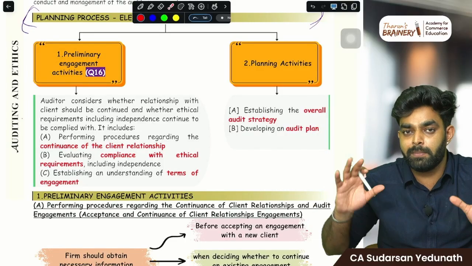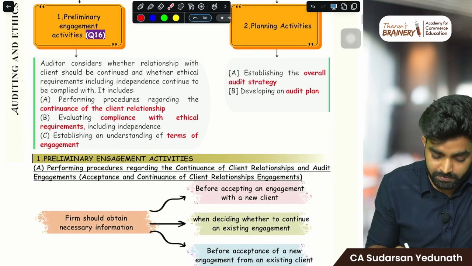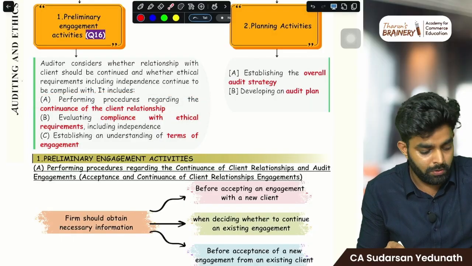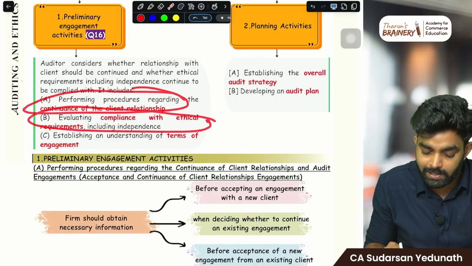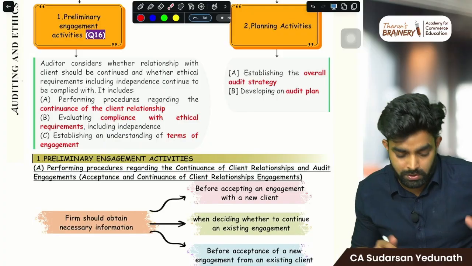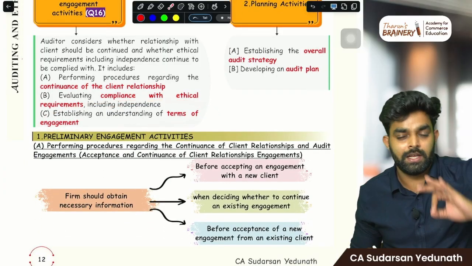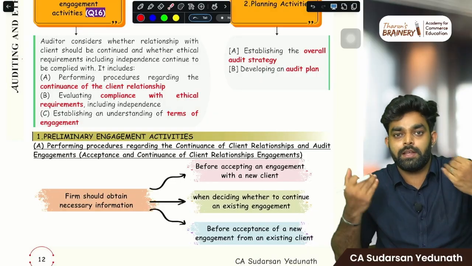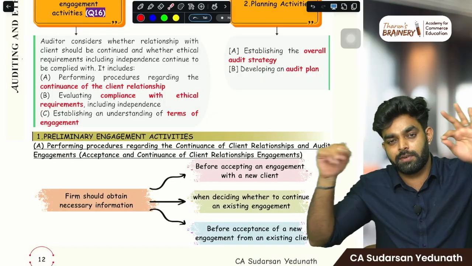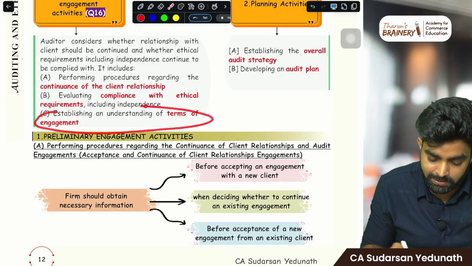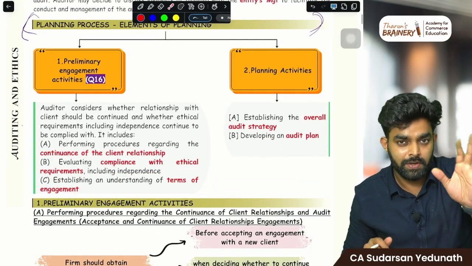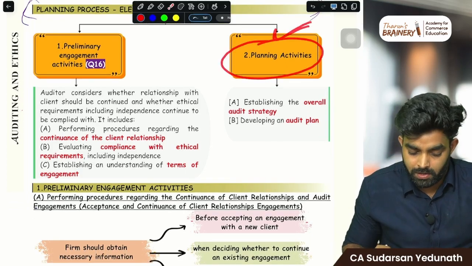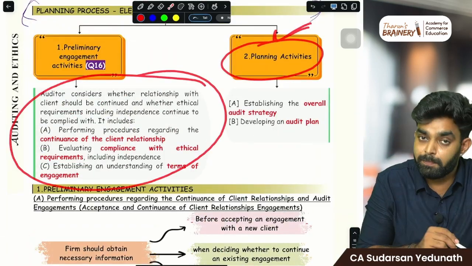Like you and your audit team members, the main core members, the auditors. First you decide and accept whether you want to do the audit. Once you decide that, then decide the independence requirement. Are you independent to do the work? Then establish an understanding of the terms of engagement. That is the audit engagement letter, where your responsibility, their responsibility, everything will be mentioned, and you have to sign and give. So establish an understanding of that also. So three things we covered in the preliminary engagement activity. Now it is planning activity. So these are the things which we need to do before we start auditing.